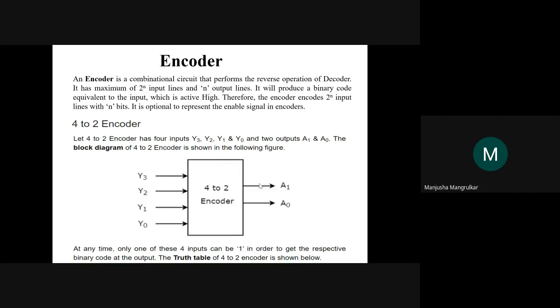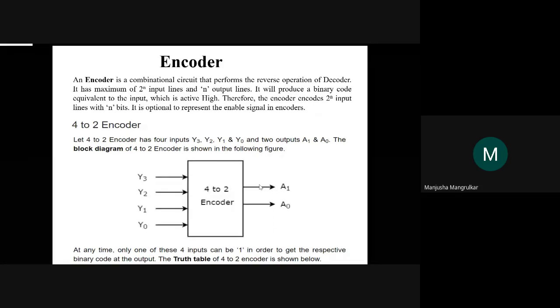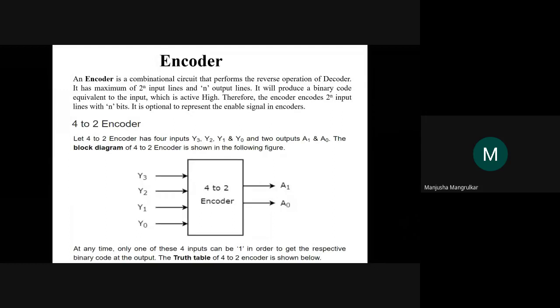It is optional to have enable signals in an encoder, if you want. If you have three encoders, then at a time only one encoder can be enabled. So this is the optional signal for the encoder. There is an encoder enable and disable also. If you are using multiple encoders in your design, then you have to use the enable signal, because at the same time only one encoder should be enabled.